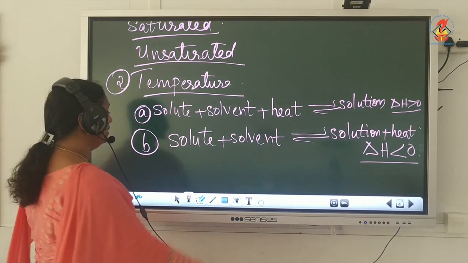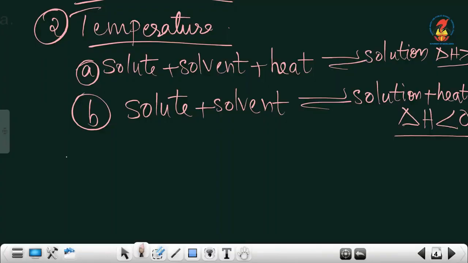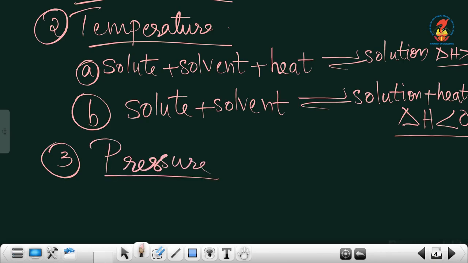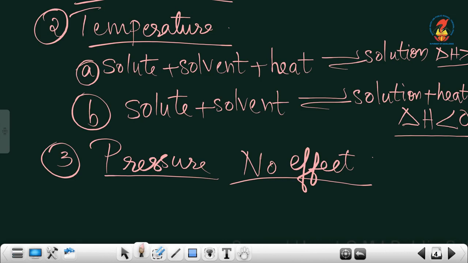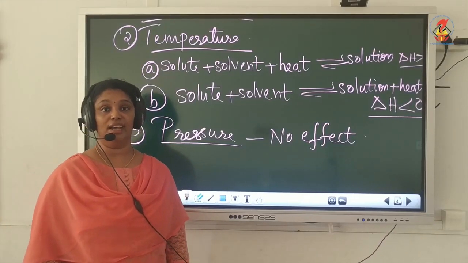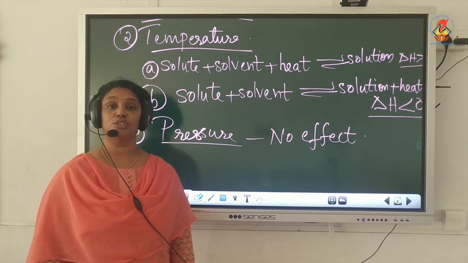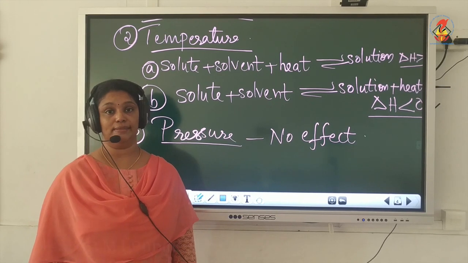Now let's see the third factor that affects the solubility of solid in liquid, that is pressure. Now, pressure has no effect on solubility of solid in liquid because both solids and liquids are highly incompressible. So, pressure has no effect on solubility of solids in liquids.